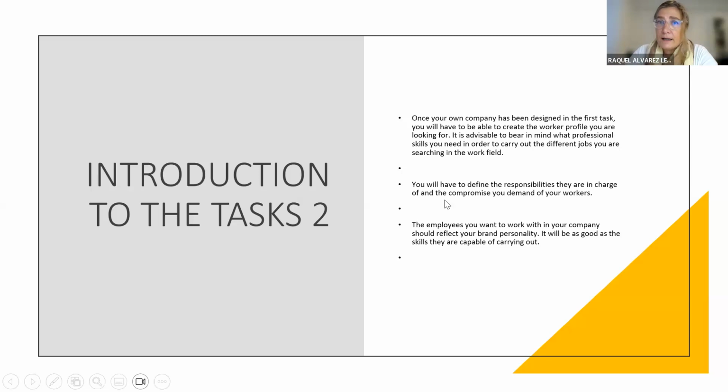So in this task, you will have to define the responsibilities they are in charge of, and the commitment you demand of your workers. The employees you want to work with in your company should reflect your brand personality. So the spirit, the mission, the main values of your company. It will be as good as the skills they are capable of carrying out.